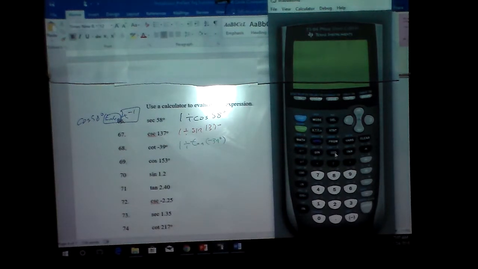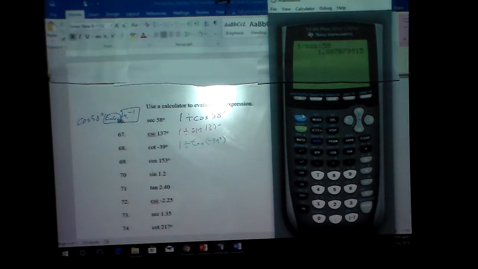Its reciprocal is cosine. So I'm going to go 1 divided by cosine 58 degrees. It's automatically degrees. I don't have to hit this right here. You can if you want. Enter. And the answer is 1.887. And if I round it, it will become 1.89.